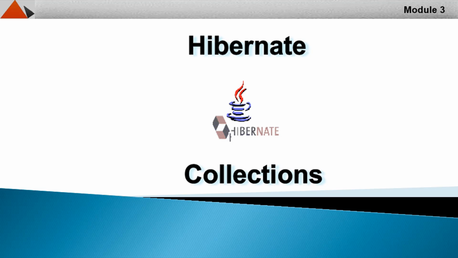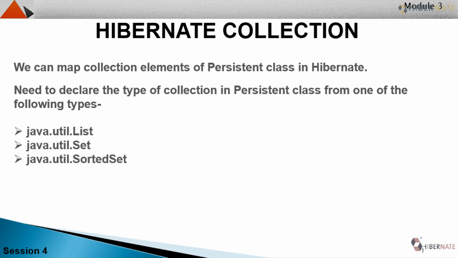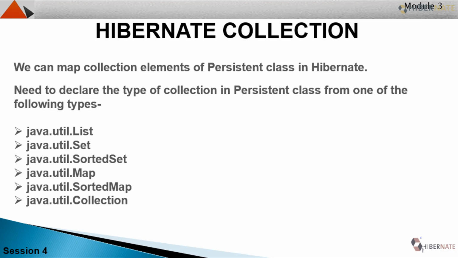Let's start our session. We can map collection elements of persistent class in Hibernate. You need to declare the type of collection in persistent class from one of the following types: java.util.List, java.util.Set, java.util.SortedSet, java.util.Map, java.util.SortedMap, java.util.Collection, or write the implementation of org.hibernate.usertype.UserCollectionType.